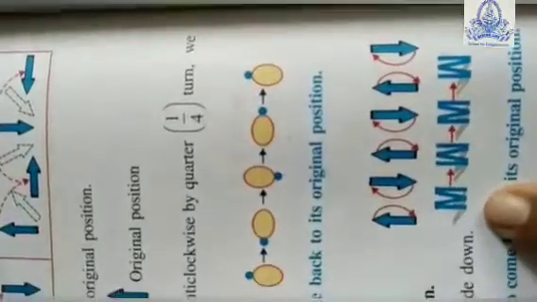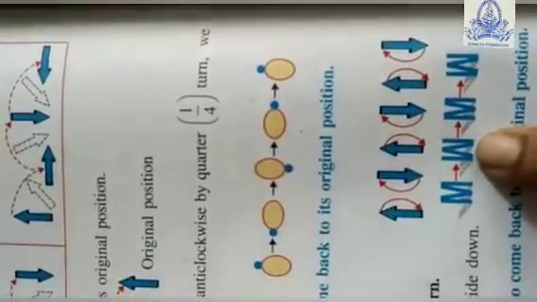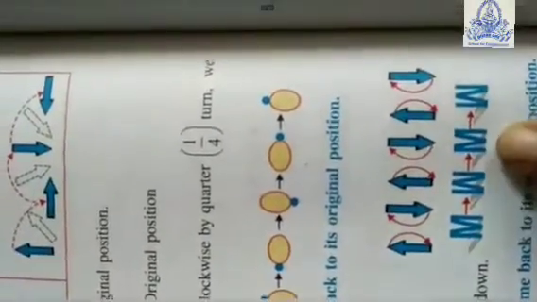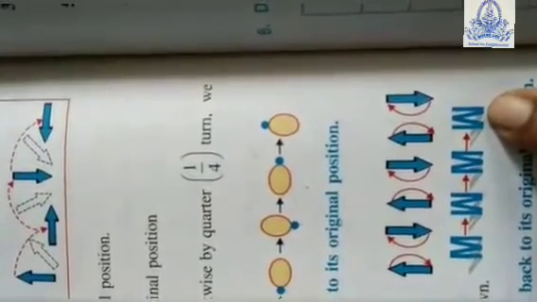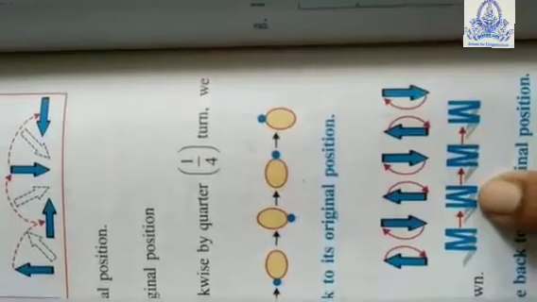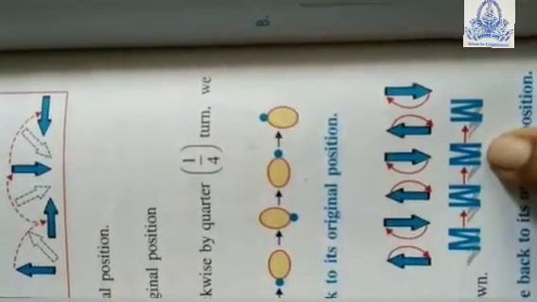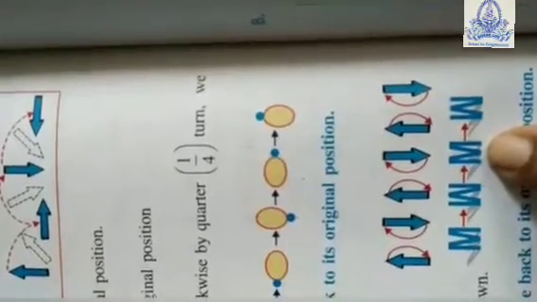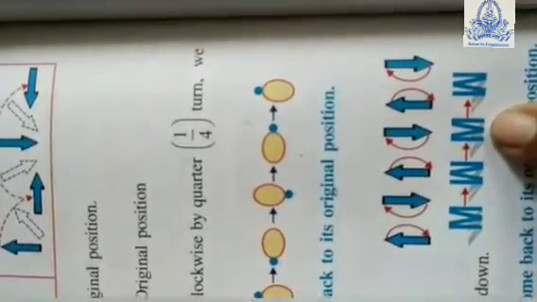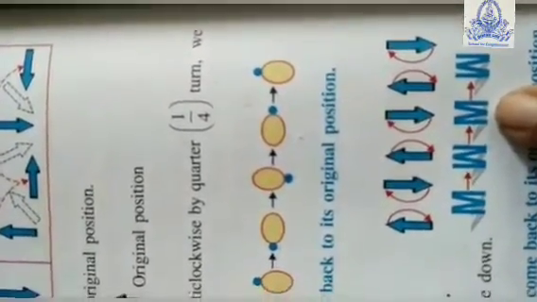Same way for M, it will look W, then again M, and then again W. So for first time when you do half turn, it will look W. For second time when you do half turn, it will look to the original position, that is M. Alright students? Alright.